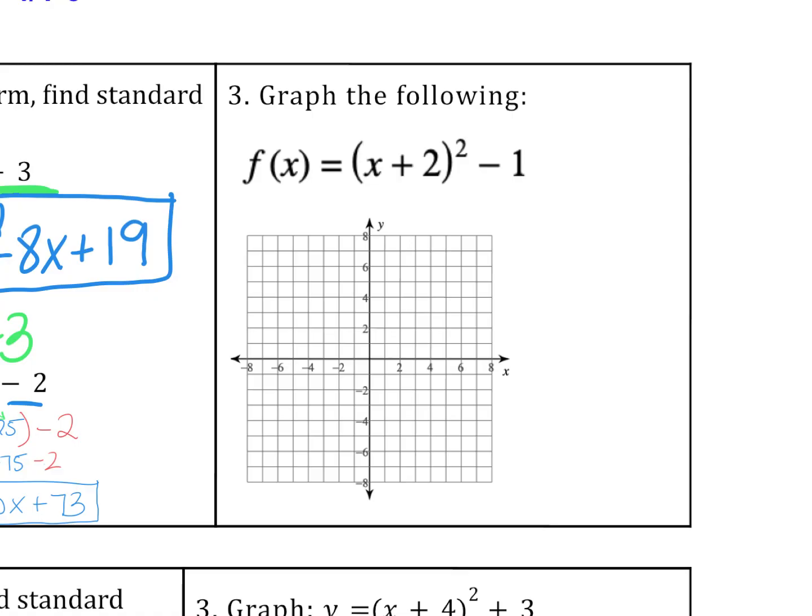All right, so there's multiple ways that you can go about graphing this parabola on number 3. I'm going to show you the way I do it, but there's many ways to Grandma's house, right? There are other ways that you can graph this.